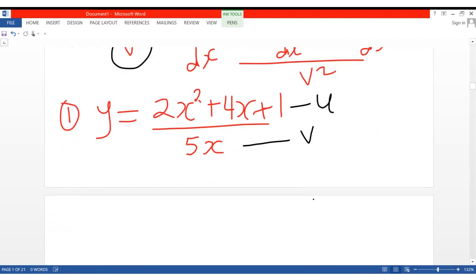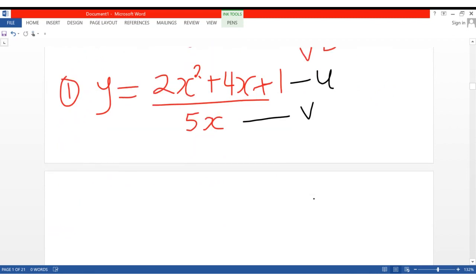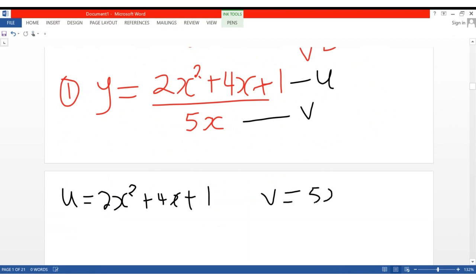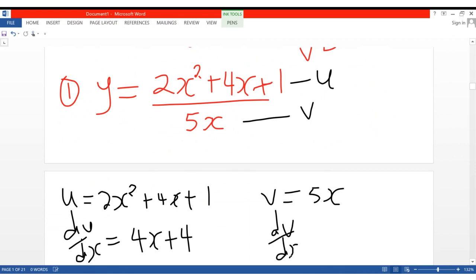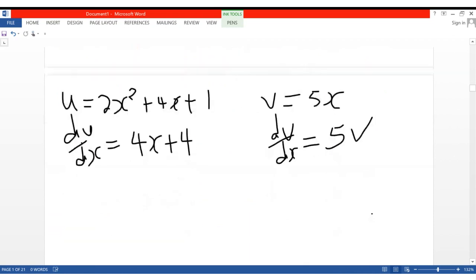Even before that, let us earn some marks by just differentiating. So u is 2x squared plus 4x plus 1, and v is 5x. When you differentiate u, du/dx is 4x plus 4. The power comes down, you reduce the power by 1, and when you differentiate a constant, you get 0. Then dv/dx will be given by what? When you differentiate 5x, you remain with 5. Those are the answers that we are getting. Now it's a matter of just applying the formula.